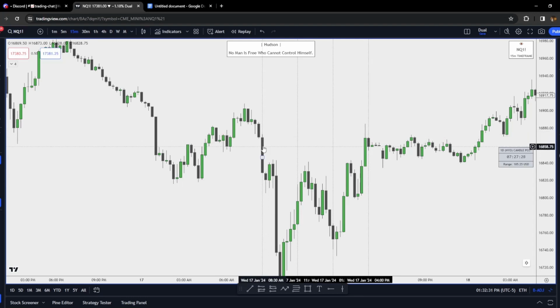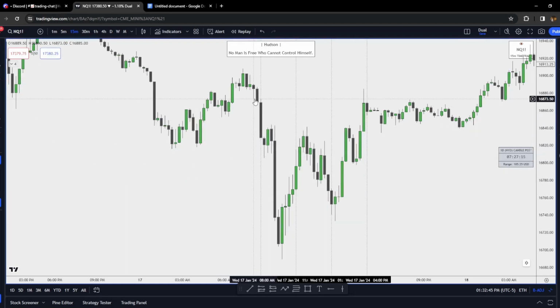So right here at 8:30, as soon as we open, we start the move to the downside, right? Remember that usually news is at 8:30. So be aware that when this kill zone opens, there is usually news. So what happens? We get an expansion to the downside, and then we get this retracement higher.